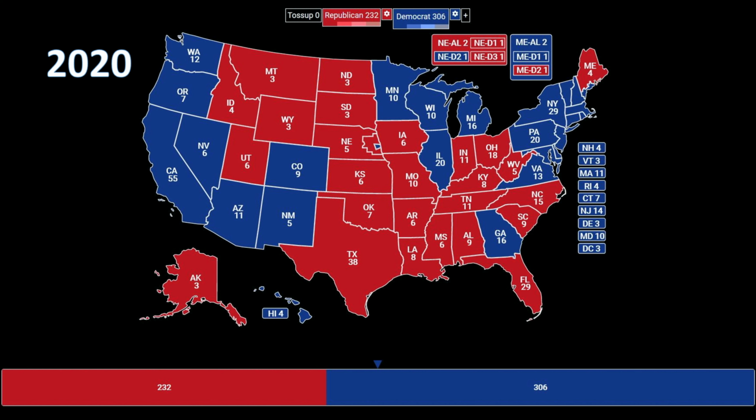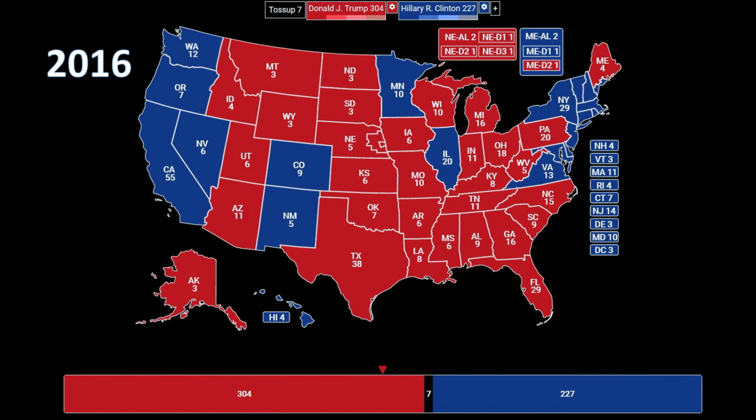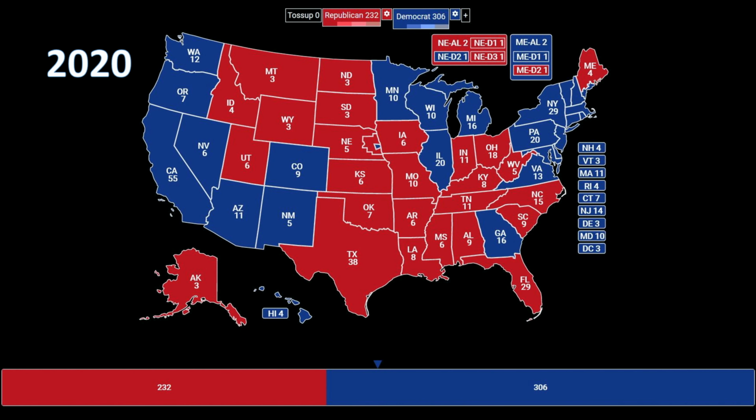He also managed to get back that one Electoral College vote from Nebraska's 2nd Congressional District, although Donald Trump, as in 2016, which I should have mentioned, won the 2nd Congressional District of Maine. Overall, it was almost an exact mirror image of the 2016 election, with Joe Biden winning 306 Electoral College votes to Donald Trump's 232.